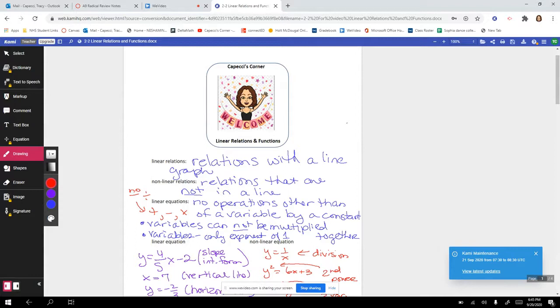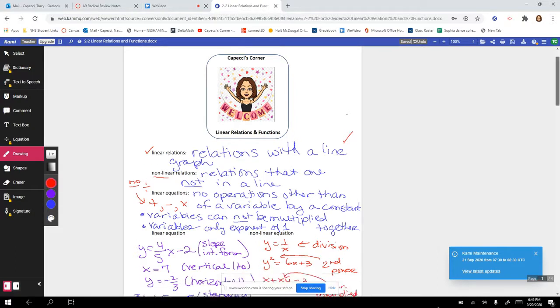Angie's Corner, we're going to look at linear relations and functions. The first definition that we have is linear relations. Well, we know linear means line, so it's a relation with a line graph. Nonlinear is the opposite, relations that are not in a line.